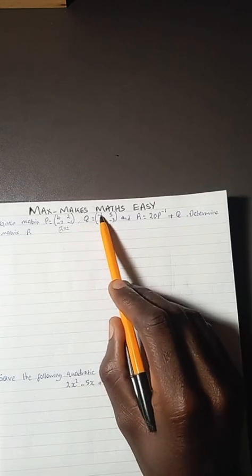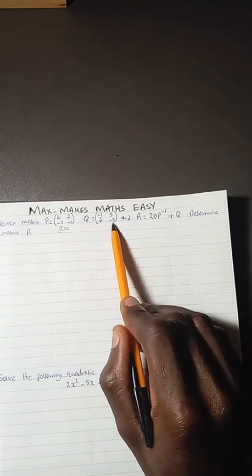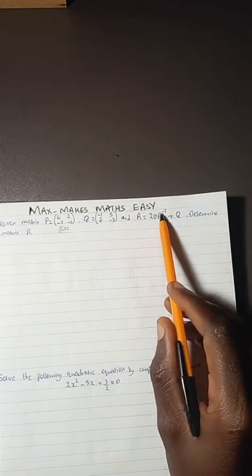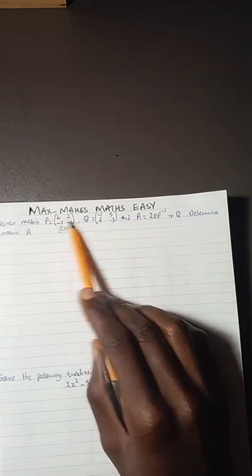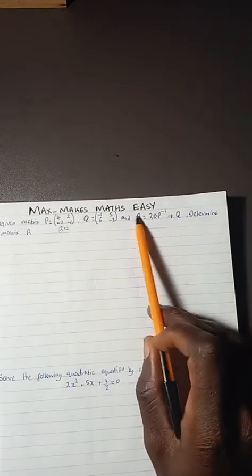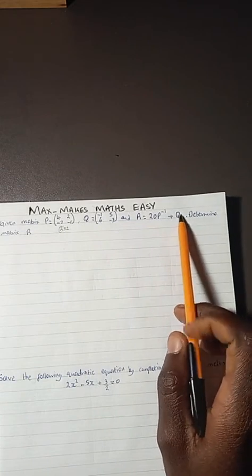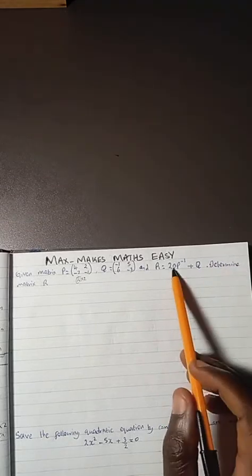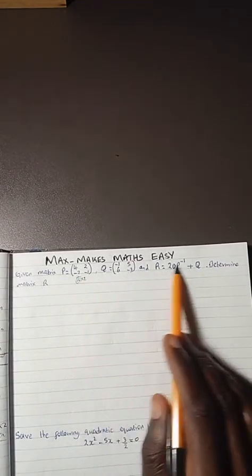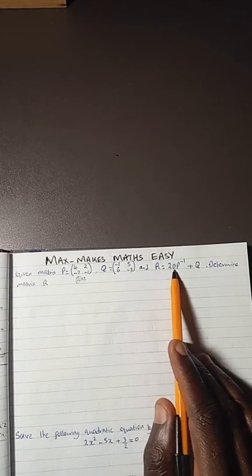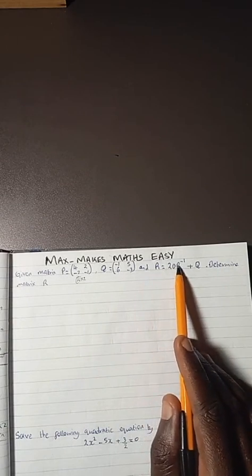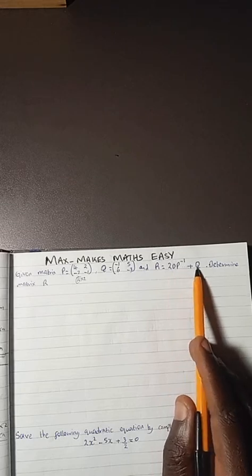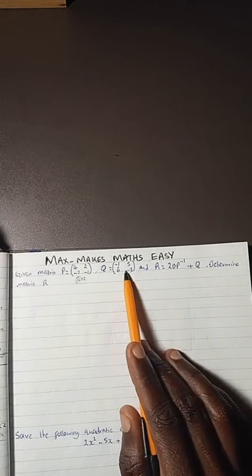Q is equal to the matrix -1, 5, 6, -3, and R is equal to 20 times P inverse, plus Q. We are told to determine the matrix R. So we are going to begin by finding the inverse of P, since R is given by multiplying 20 by the inverse of P, then adding Q.